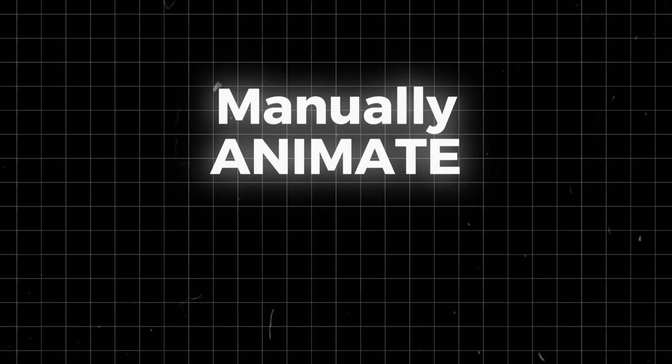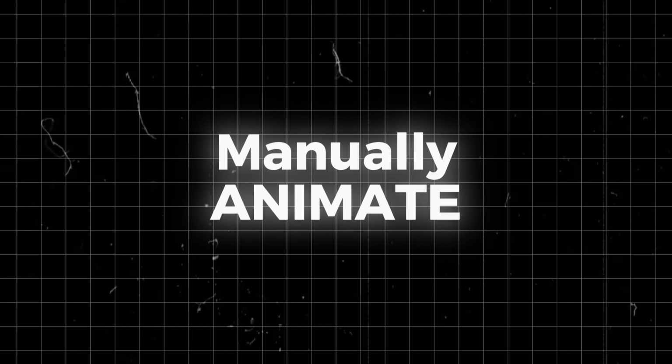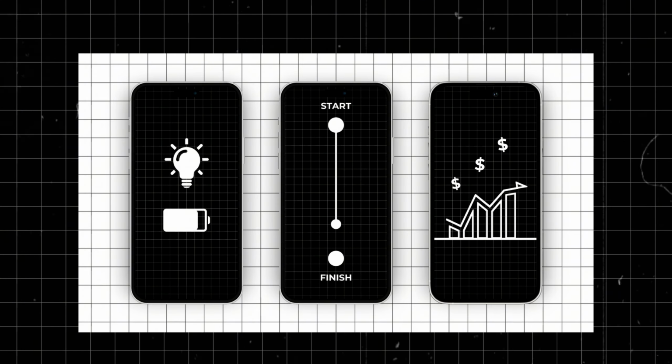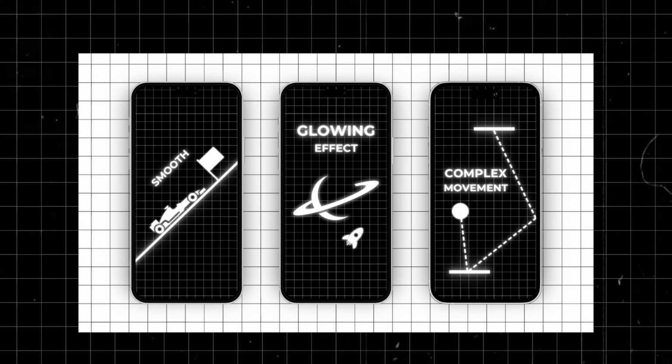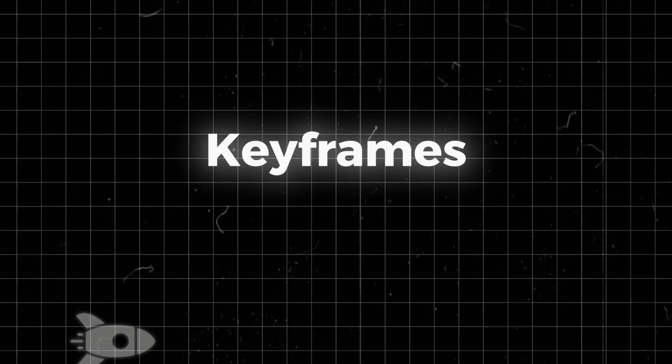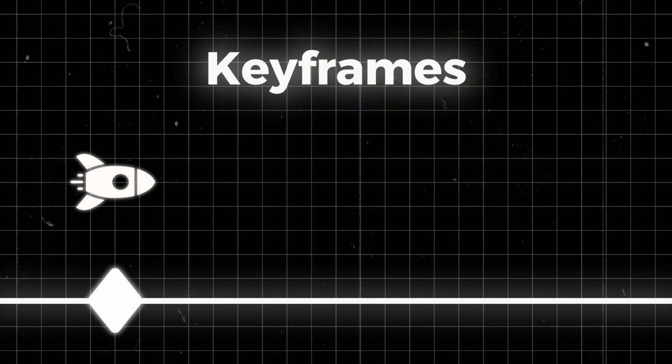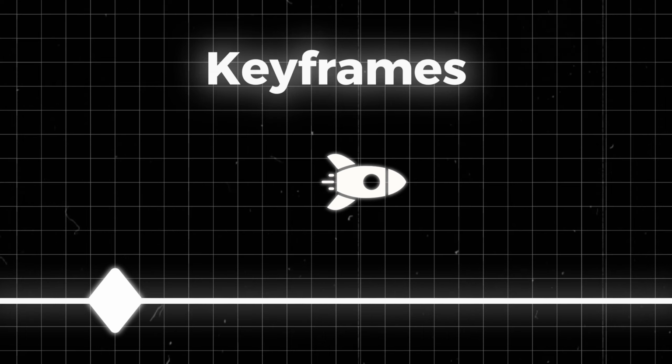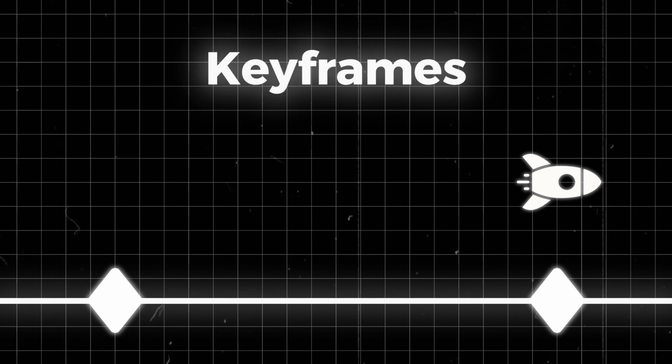Let's start by learning how to manually animate the effect ourselves. If you've seen our previous videos on animations in CapCut, this will be pretty easy, because we're going to use keyframes to make the object move and float. For the others who don't know, keyframes are basically markers that we use to set the object in a certain position at a certain time on the timeline.